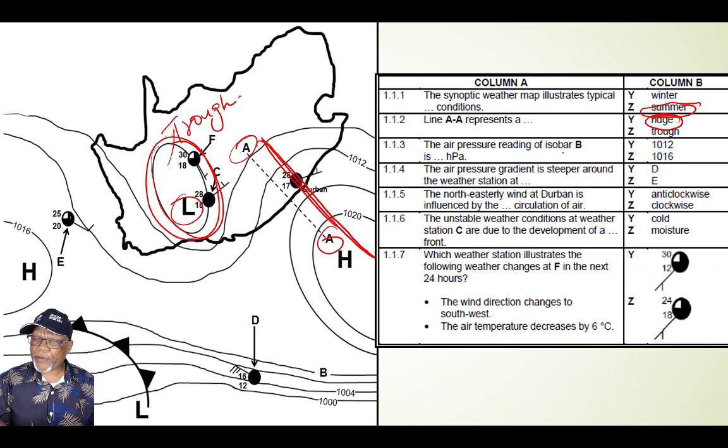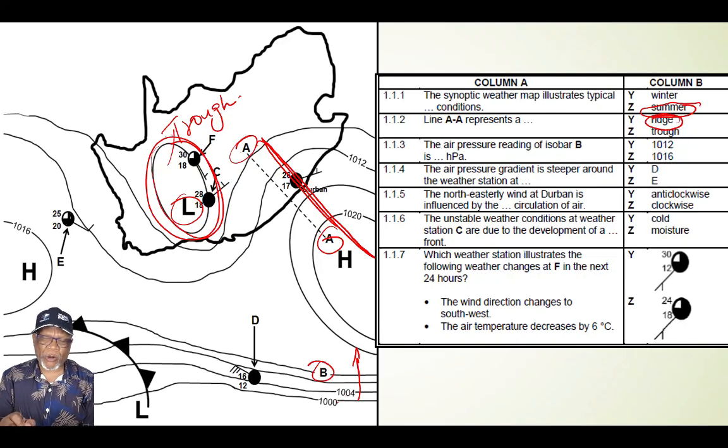The air pressure reading of isobar B is, now you have to look at isobar B. Here is our isobar B. What is the air pressure at B? Now look at the trend. It shows here that the pressure is increasing when you go towards that H. But now let's look at what is the isobaric interval. What is the difference from one isobar to another?